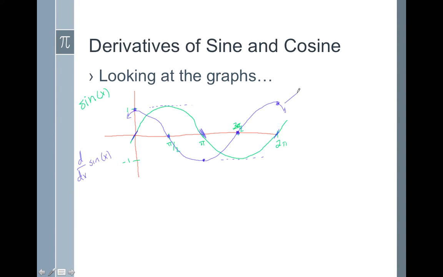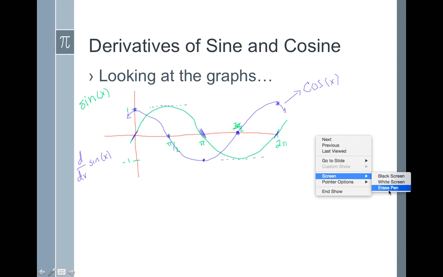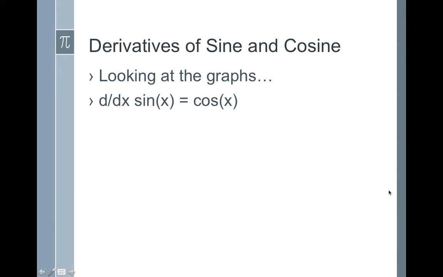Well, we know what that function is. That function is cosine of x. So if we were just looking at the estimations of slopes of tangent lines, we would see that given sine of x, the derivative is actually going to be cosine. And that's what we're going to say here as our first definition. The derivative of sine is cosine.